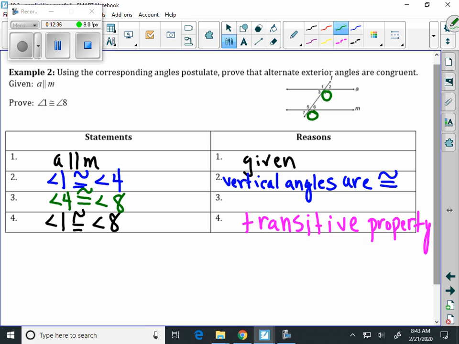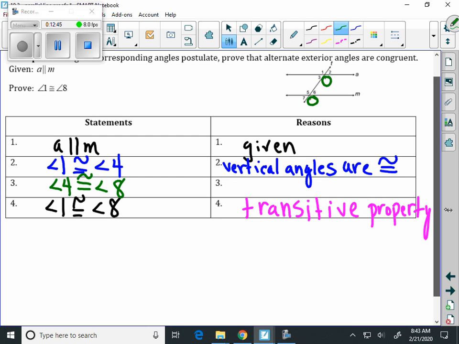Underneath and to the right is angle 4. Underneath and to the right is angle 8. And what those are, same thing that we have up here in our directions, are corresponding angles. And again, they're congruent. And they don't change up much.